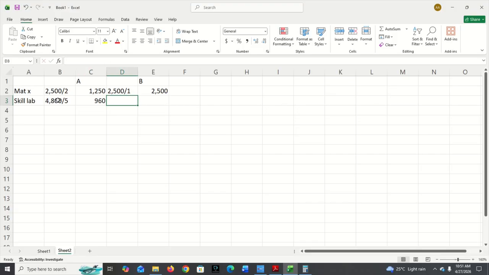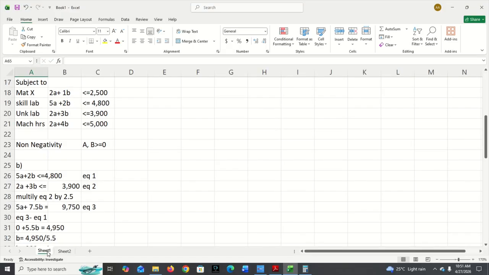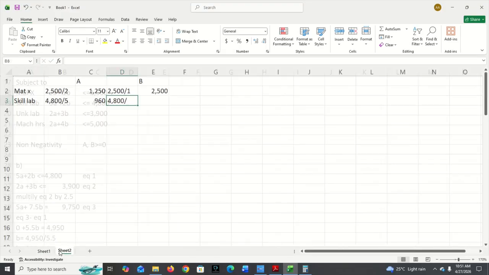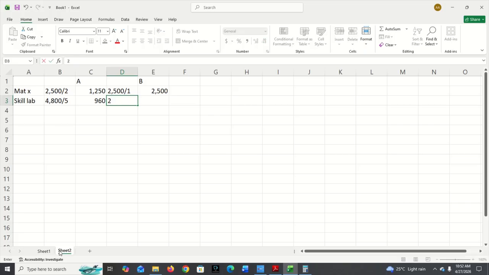Then 4,800 divided by the other one. Let's go back to the b part: b is 2. So 4,800 divided by 2. That's 2,400.